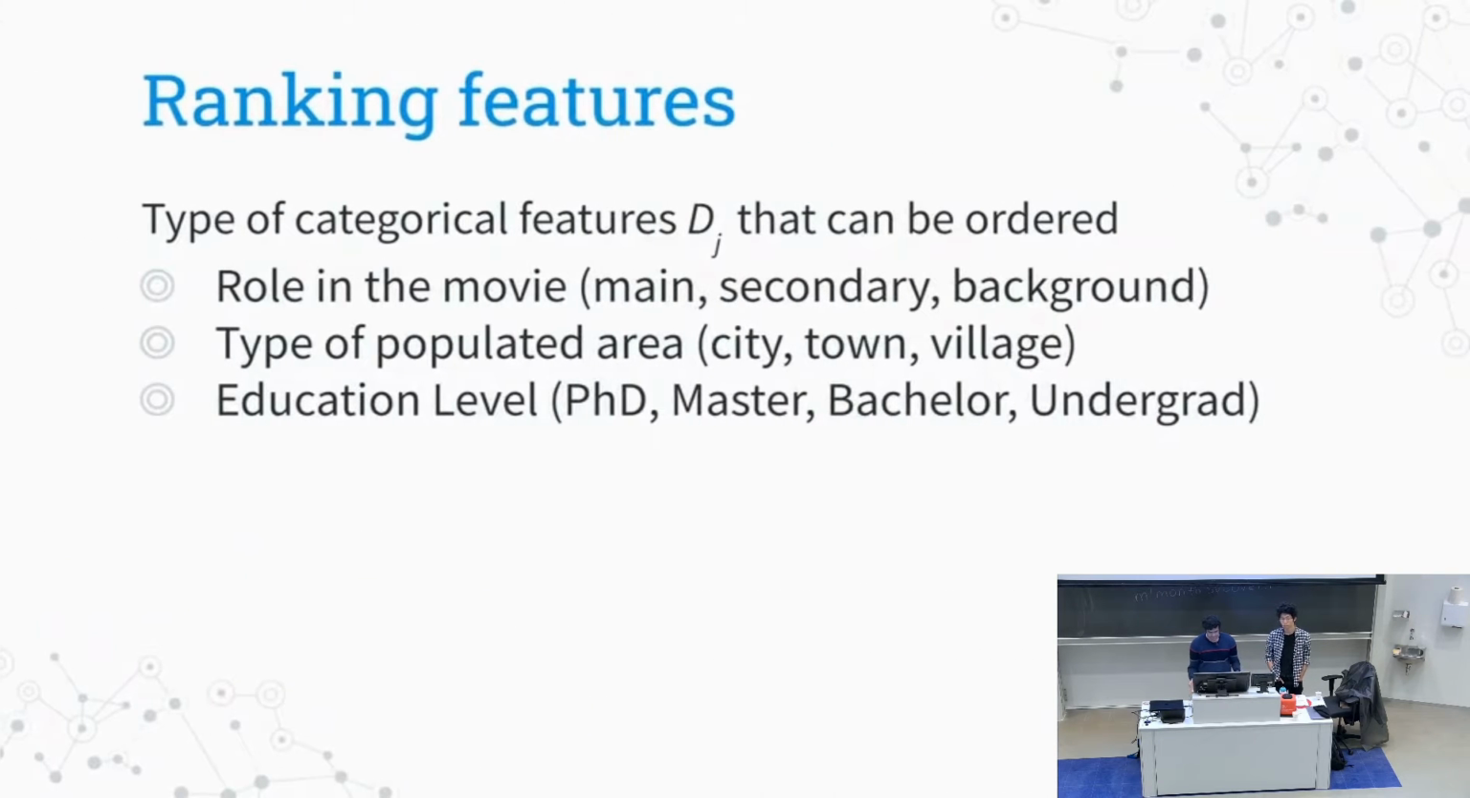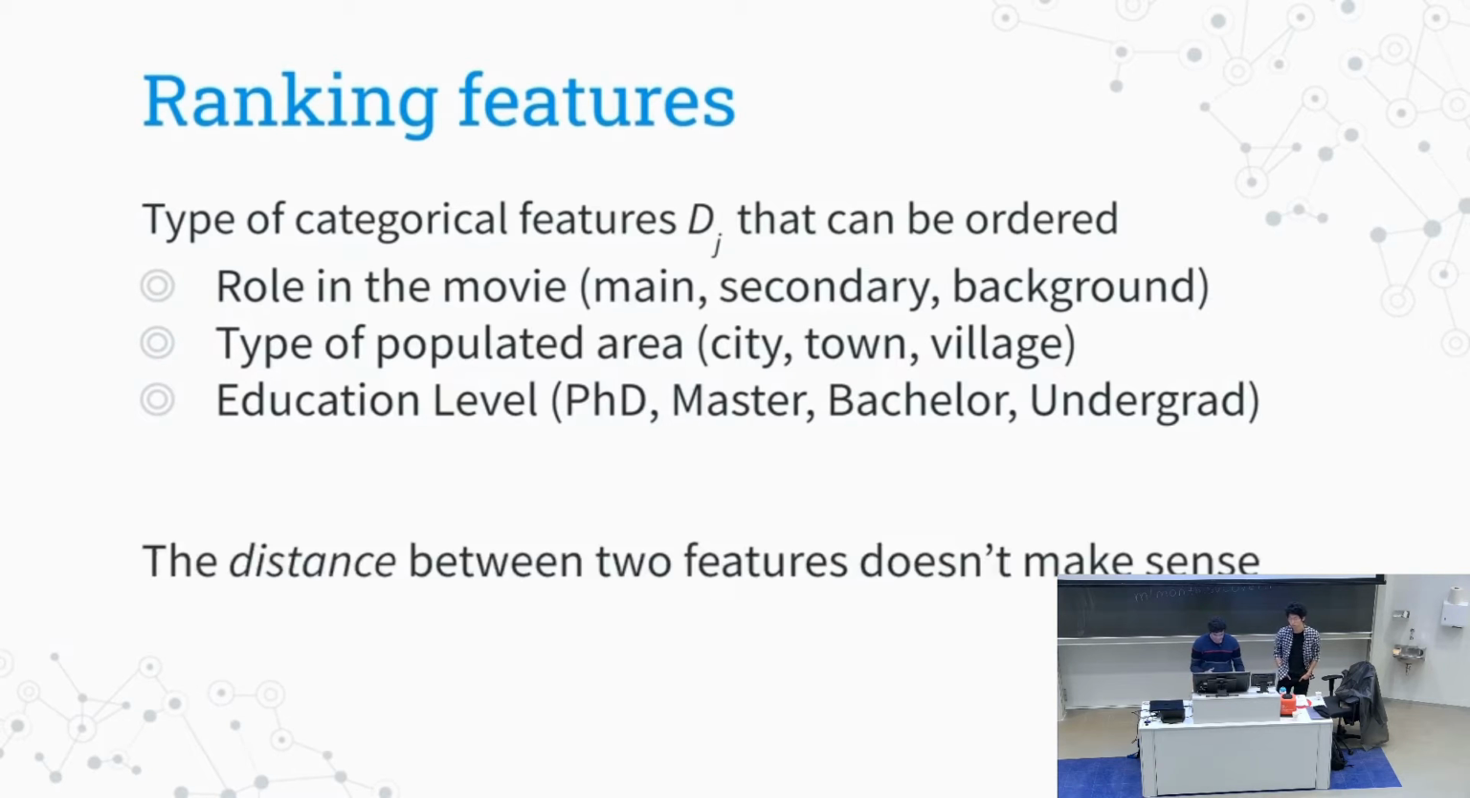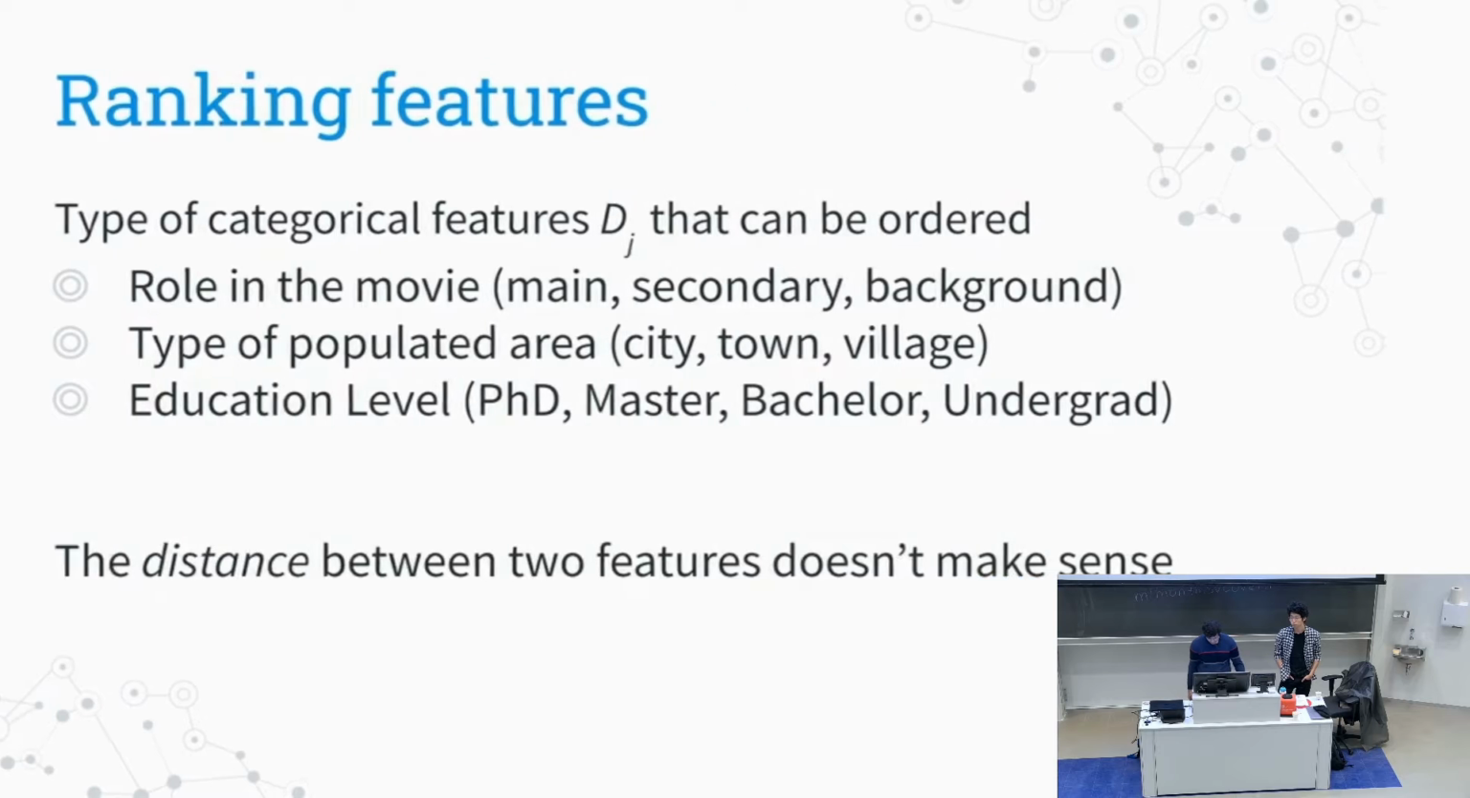Sometimes we also have features which have a certain order. Like for example, in the role of a movie, we can have the main actor, the secondary actor, and some background characters which aren't really that important. Then we also have the type of populated area, such as a city or a town which is much bigger, and education level, as we discussed before. The distance between these two features doesn't really make sense, so these can't be continuous.